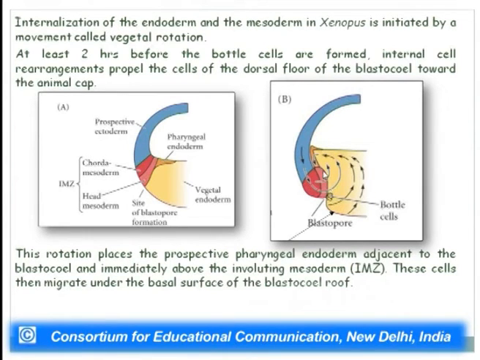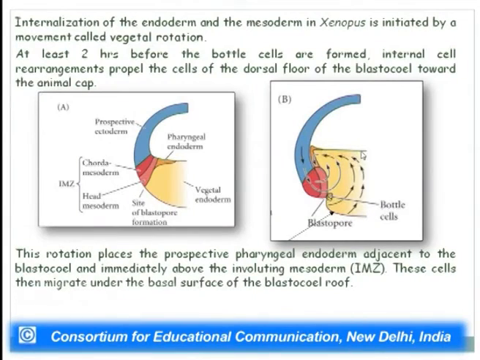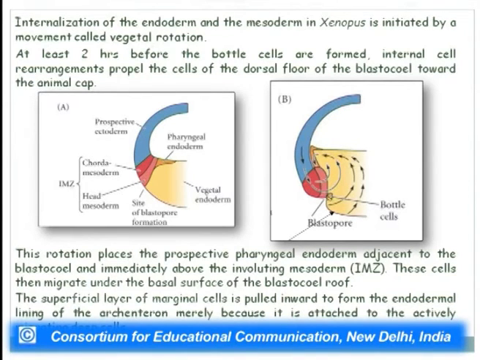These cells then migrate under the basal surface of the blastocoel roof. So this is the blastocoel roof and now it will migrate from here and it will go on. So the first cells, although it is by a passive movement, because of the vegetal rotation that has occurred, the first cells to go inside are basically the pharyngeal endoderm. The superficial layer of marginal cells is pulled inward to form the endodermal lining of the archenteron. So this is the superficial layer of the endodermal cells. So now they are pushed inside.